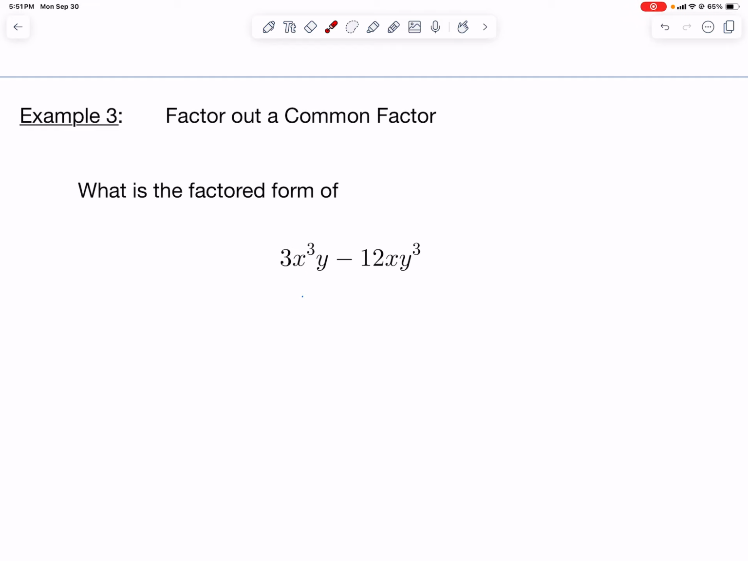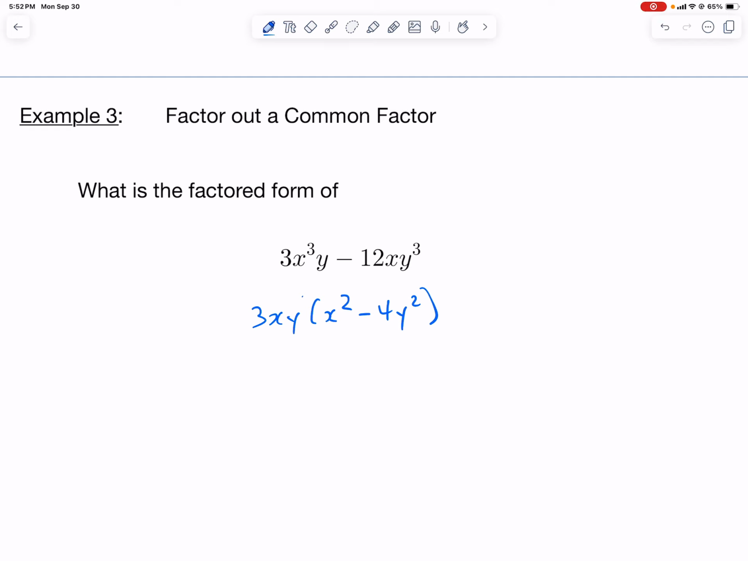We have an x here, we have an x here, so we can factor that out, and we have a y here, and we have a y here, we can factor that out. So if we factor out 3xy, then what we're left with is x squared minus 4y squared. Now this becomes a little bit more obvious because we have a difference of squares, just like the previous example that we worked on.